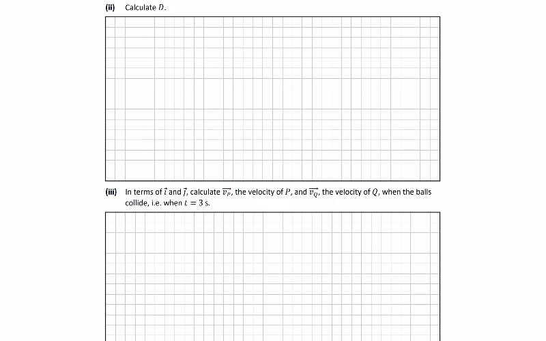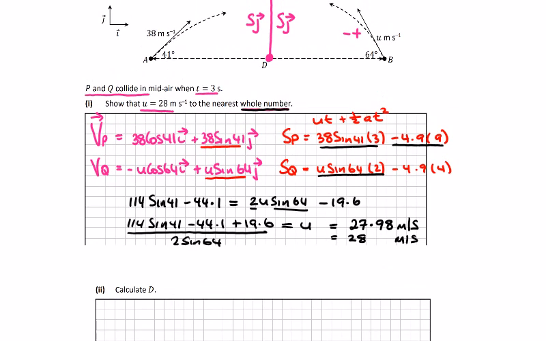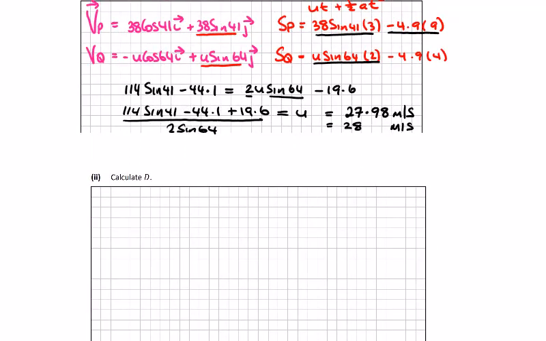Part 2, we're asked to calculate d. So that's the displacement in the I direction, so we want to get from A to here, and it's going to be the same information as before. For the distance traveled in the I direction for p, it's just ut, no acceleration. So that's in the I direction 38 cos 41 times 3, so just 114 cos 41.